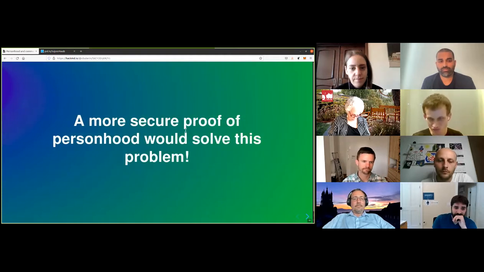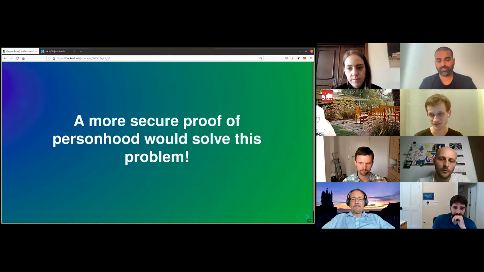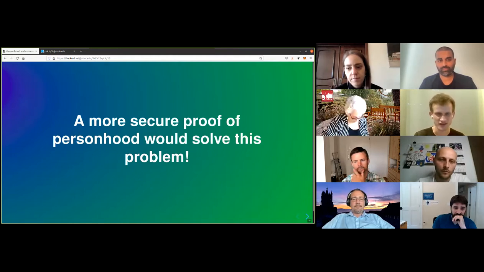Now, a more secure proof of personhood would solve one of those problems, right? A more secure proof of personhood would make it more difficult to actually brigade that kind of system and come in and give yourself 1,000 accounts.